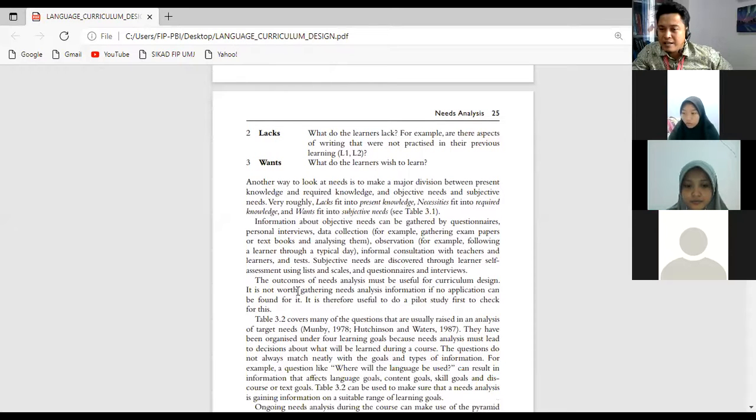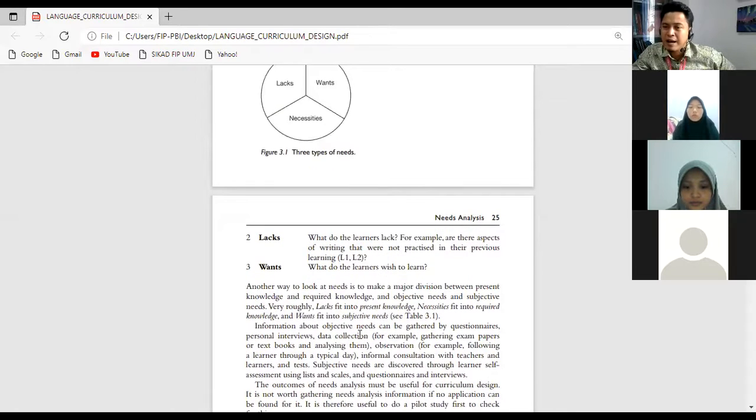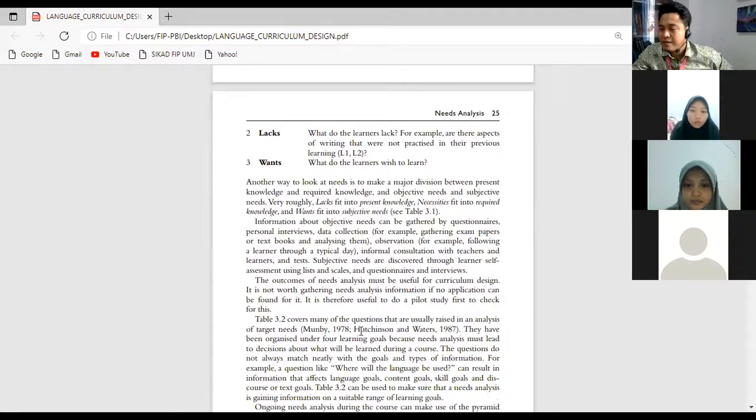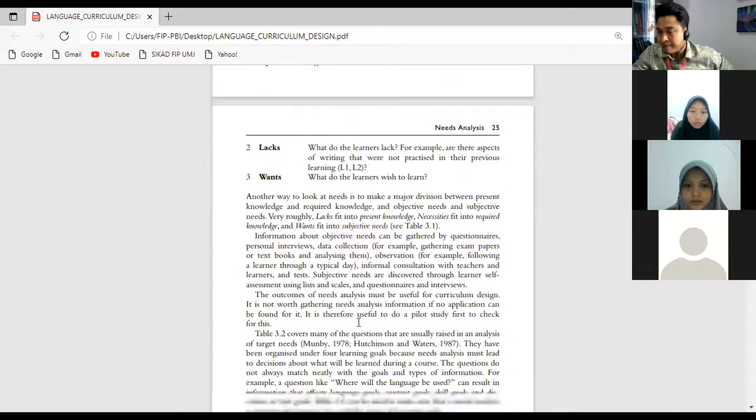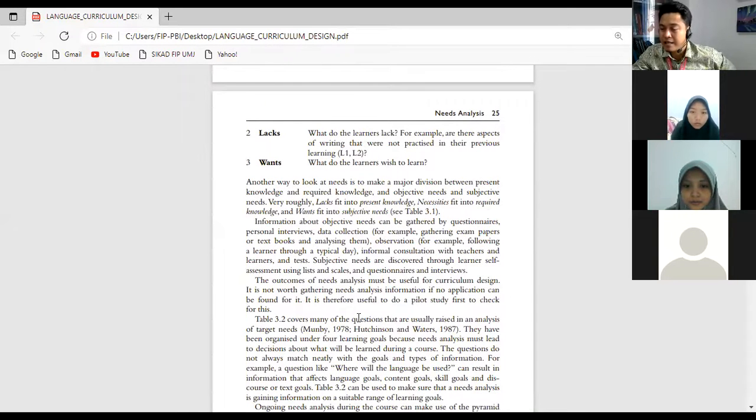And the outcome of needs analysis must be useful for curriculum design. Of course, every single needs analysis that you conduct will help you to design a curriculum. How will it help you? Because when you find out what you lack, what your expectations are, and what your necessities are, that will be a basis to design the language curriculum. That will be a proper language curriculum for your students.